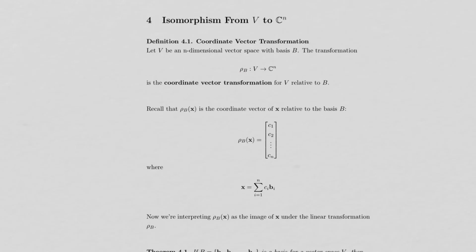Okay, now we're going to generalize some of these examples and talk about an isomorphism from V to Cn. As I mentioned before, we can think of the coordinate vector as a linear transformation. So if V is an n-dimensional vector space with a basis B, the transformation rho sub B from V to Cn is called the coordinate vector transformation for V relative to B. And here's the function rule. Rho sub B of x, the coordinate vector of x relative to B, is equal to the coordinate vector. This is just an equation that defines the coordinate vector here, but now we're thinking of it as a linear transformation, and this is the function rule for the linear transformation. And of course, the C's come from writing x as a linear combination of the B basis vectors.